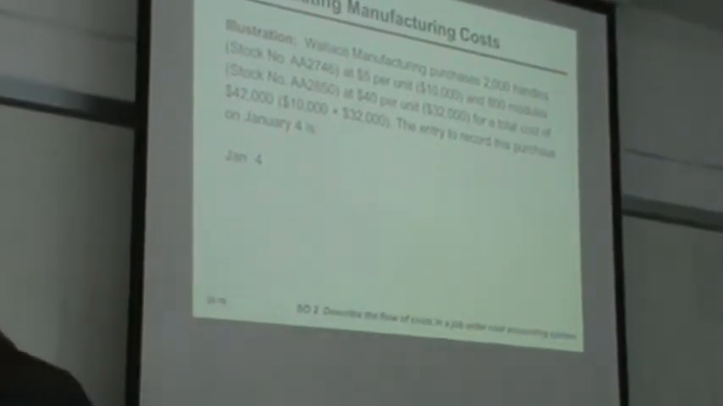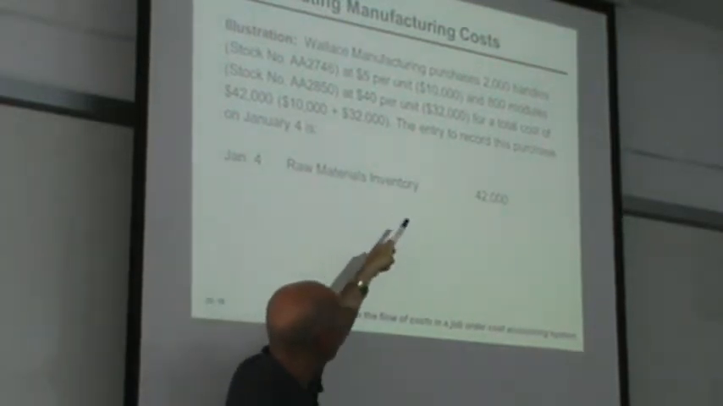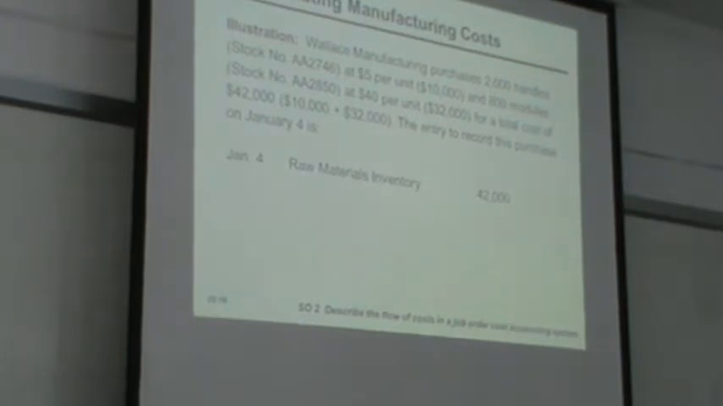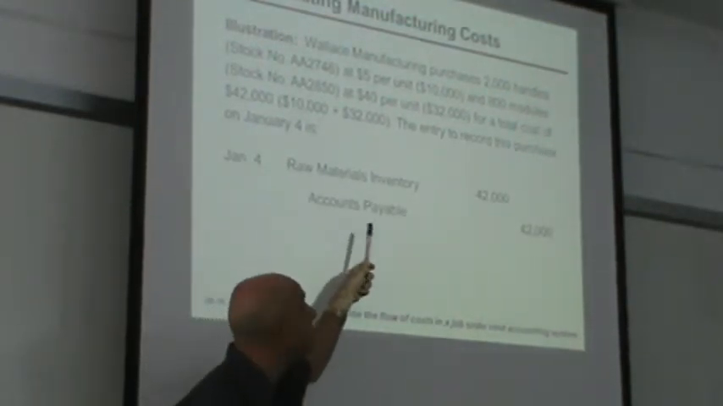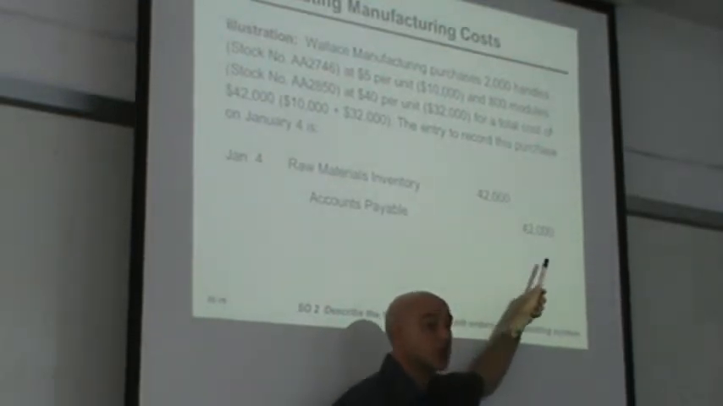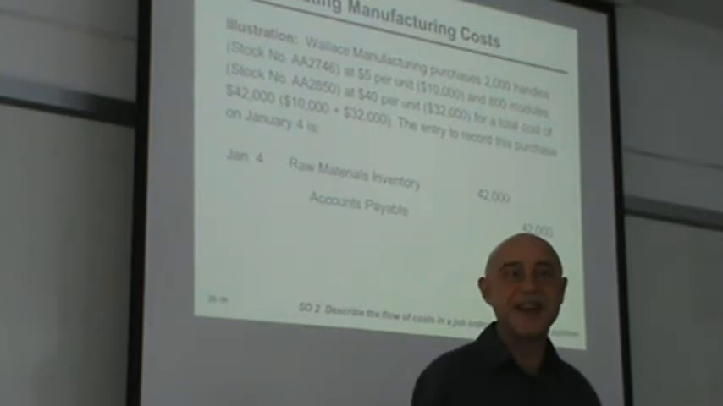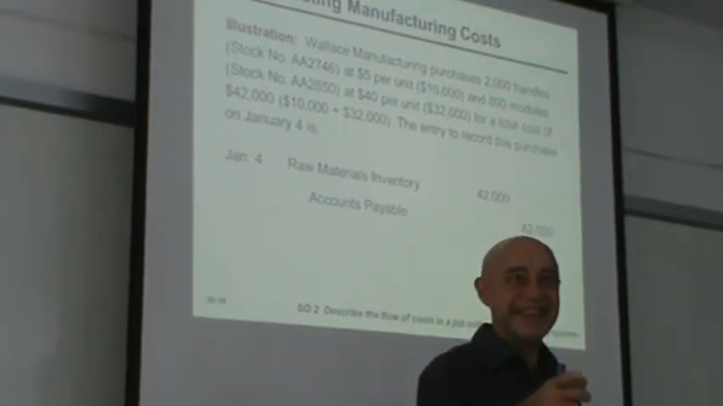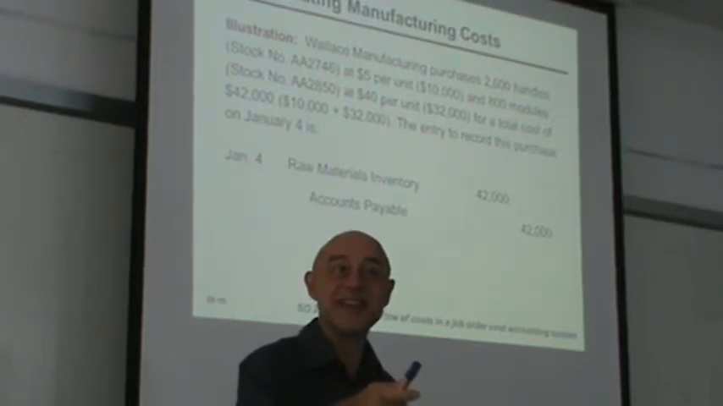Let's take a look. Raw materials inventory 42. Let's see, cash or accounts payable? Accounts payable 42. Easy, right? Okay, we'll find out on the homework next week.